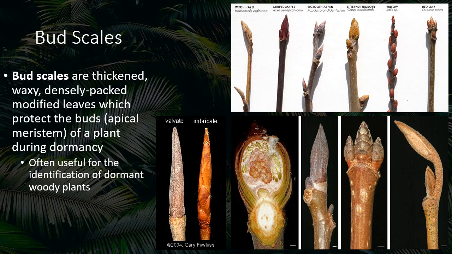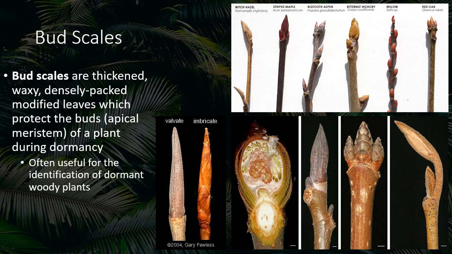In this top image, we can see that witch hazel, striped maple, bigtooth aspen, bitternut hickory, willow, and red oak all have very distinctive bud scale shapes, colors, and textures. So if you're familiar with bud scales and you know what they look like on a particular species, you can identify that species any time of year.